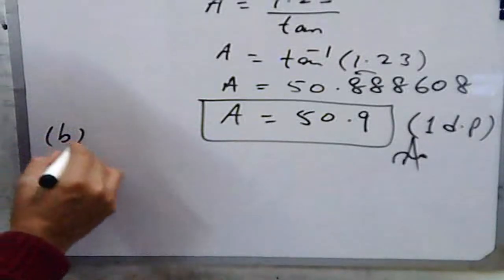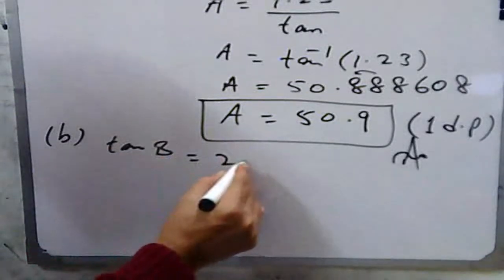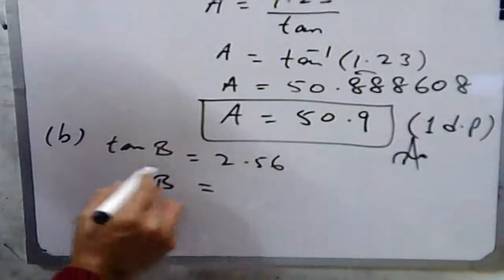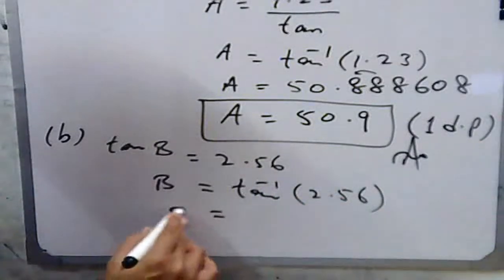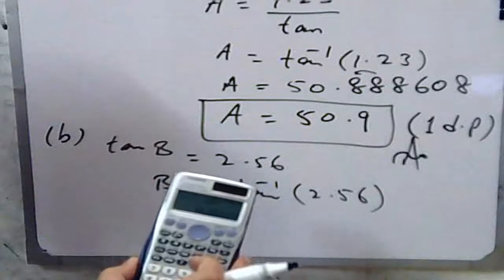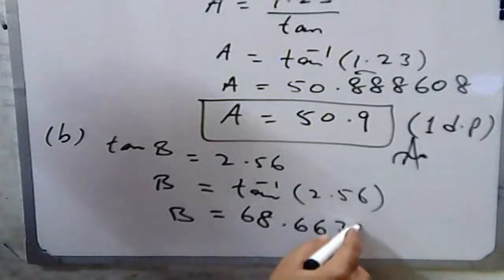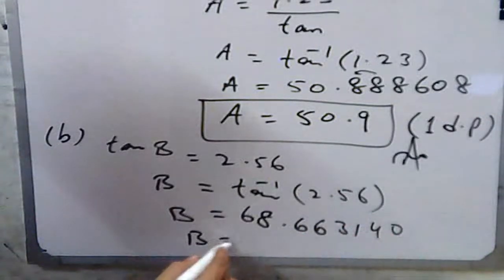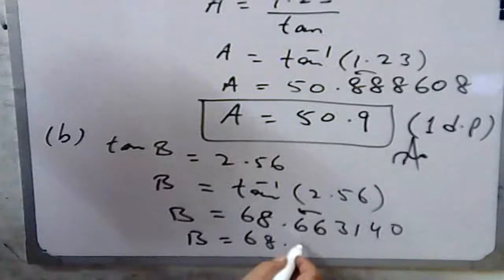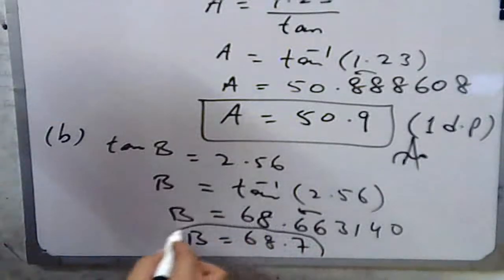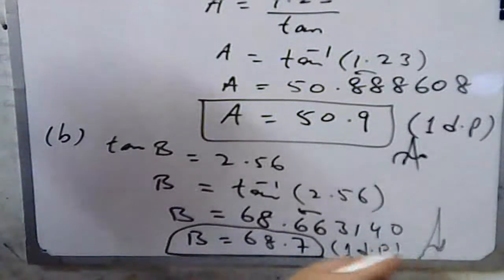Similarly, now coming to the other part, that is 10b. So tan b is equal to 2.56. We need the value of b, so that will be tan inverse 2.56. By using the calculator you will get 68.663140, but up to one decimal place, because the following digit is greater than 5 you have to add 1 here, so it will be 68.7. So up to 1 dp is your required result.